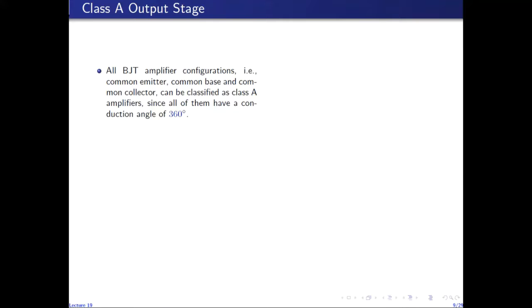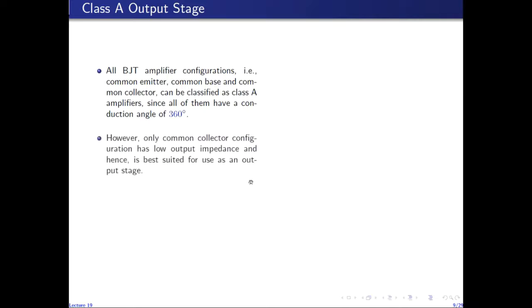So all of the amplifier configurations that we have studied so far, BJT amplifier configurations, that is the common emitter, common base, and common collector configurations, they're all biased at such a value of the current that they conduct during the whole cycle of the input signal. So all of those BJT-based amplifier configurations can be classified as class A amplifiers, because all of them have a conduction angle of 360 degrees. They are biased such that the instantaneous conducted current is always positive, and hence they conduct for the whole duration of the cycle of the input signal.